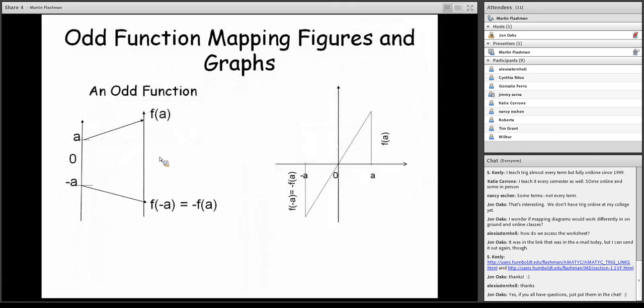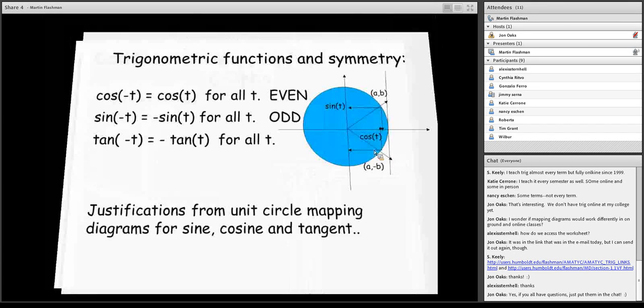Here's the odd functions, and this again is the usual visualization of an odd function for a graph, and here's the way it looks on the mapping diagram. So there's a nice symmetry for the odd function on the mapping diagram, which is a little bit easier to understand than the one on the graph, but they both are consistent.